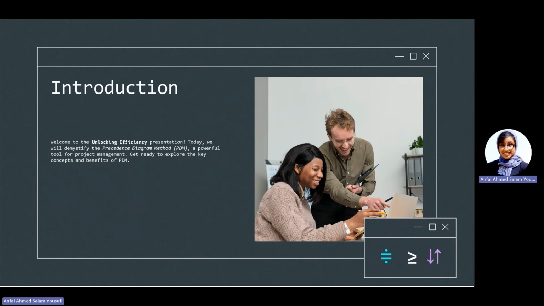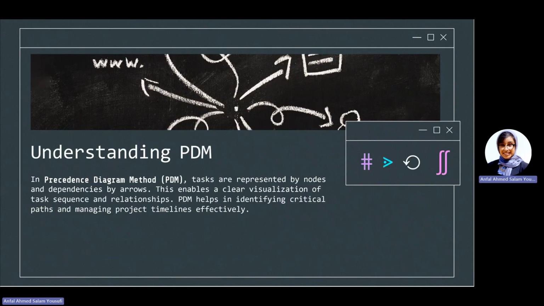So the whole idea of having PDM, or Precedence Diagram Method, is a very important and effective tool for project managers. And in here, we're going to see how we can see all of these things. The whole idea is to have some nodes, dependencies and arrows, which would allow us an easy visualization of the sequences and their relationships. And PDM also helps in defining critical paths and managing project timelines effectively.